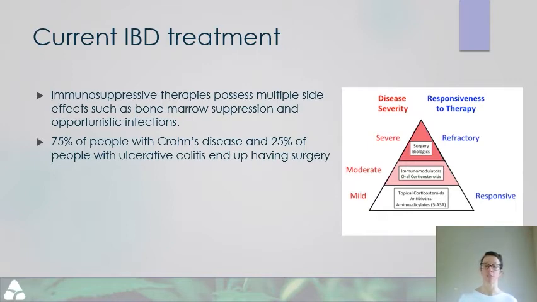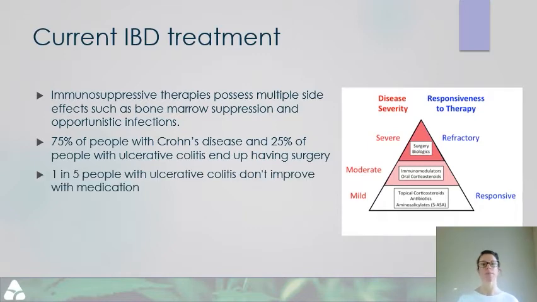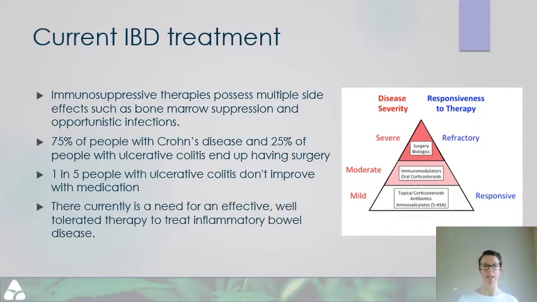As I mentioned, one of the last treatment strategies is surgery, and about 75% of people with Crohn's disease and 25% of people with ulcerative colitis will end up having surgery to remove the really diseased sections of the bowel. It's estimated that there are quite a lot of people for whom the current standard therapies don't work, and at least 1 in 5 people with ulcerative colitis don't improve with medication.